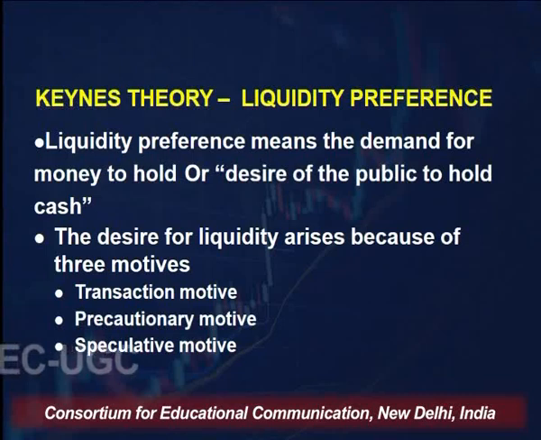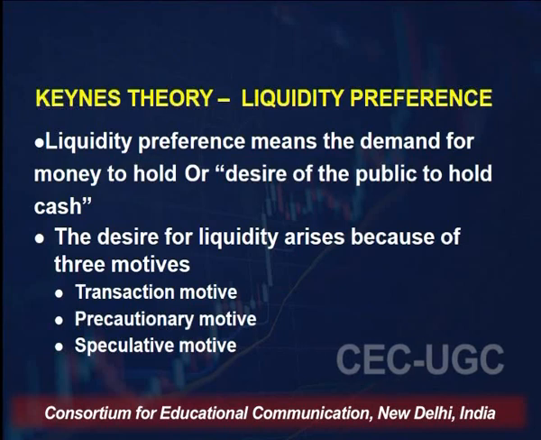Then came the Keynes theory, that is the liquidity preference theory, which is relevant to today's time, and it's a very, very important theory. Liquidity preference means the demand for money to hold, or the desire of the people to hold cash. Why do we demand money? Why do we hold money as cash, or why do we need money? The desire for liquidity arises because of three motives, which Keynes named as the motives for demand for money. One is the transaction motive, another is the precautionary motive, and the third is the speculative motive.